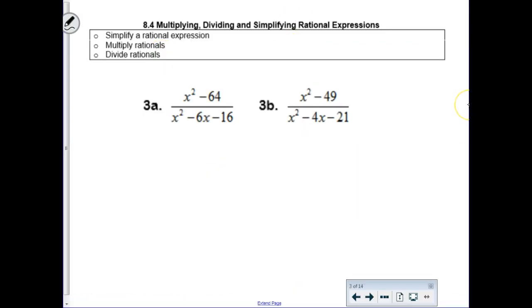Alright, so this section is new. Everyone's going to get their first time score here, so let's see how it goes. We're going to be simplifying, multiplying, and dividing rational expressions. So in our little card it does say, when you're simplifying an expression, look for factoring and factor everything. So let's do that.